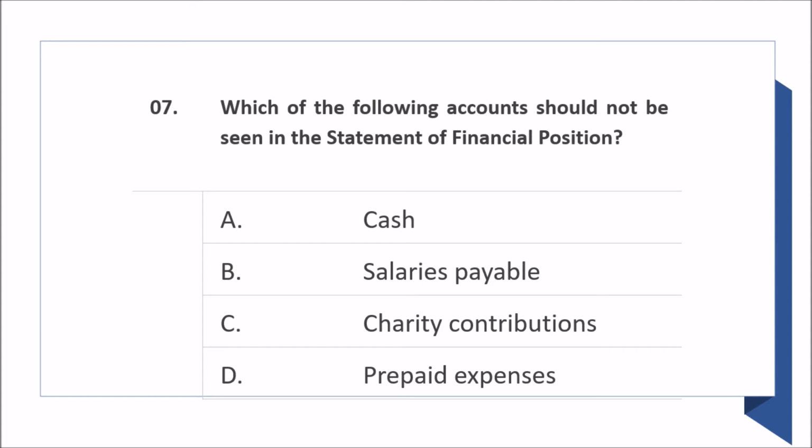Which of the following accounts should not be seen in the statement of financial position? A. Cash. B. Salaries payable. C. Charity contributions. D. Prepaid expenses.